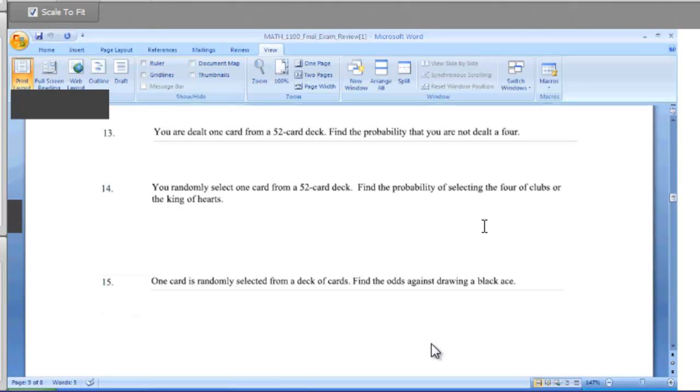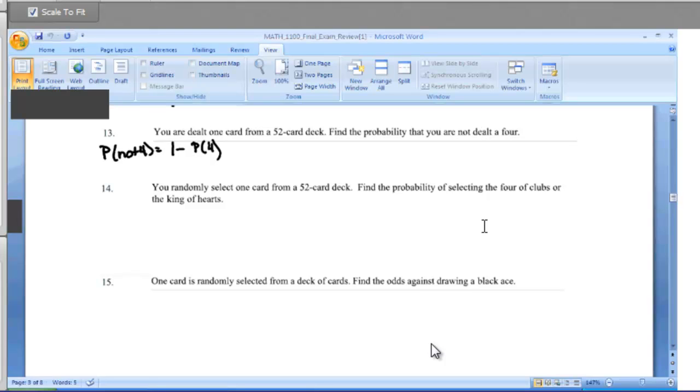For 13, you're dealt 1 card from a 52-card deck. Find the probability that you are not dealt a 4. There's a couple ways to do this one. I'm going to look at this as 1 minus the probability that you are dealt a 4. So the probability of not a 4 is the same as 1 minus the probability of a 4.